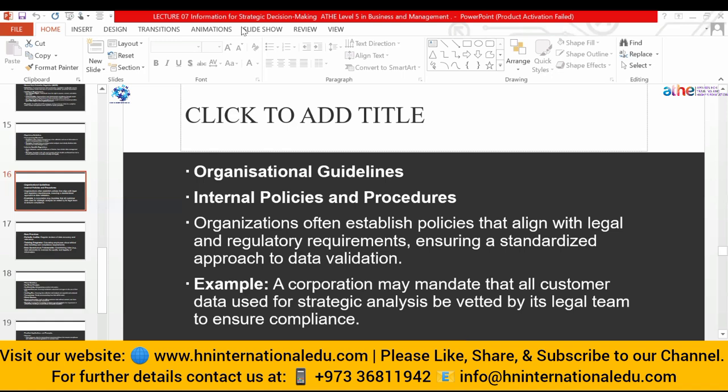Like a corporation may mandate that all the consumers' data used for strategic analysis be vetted by its legal team to ensure compliance. Once they get the data from the authentic source, they mark what the trend analysis of the sales and everything, the market likes and dislikes were. They need to delete it or save it somewhere with very secure passwords in the systems. Because if somebody's data leaks out or there is a breach or a hacked system, then a person can sue another organization or even a department.